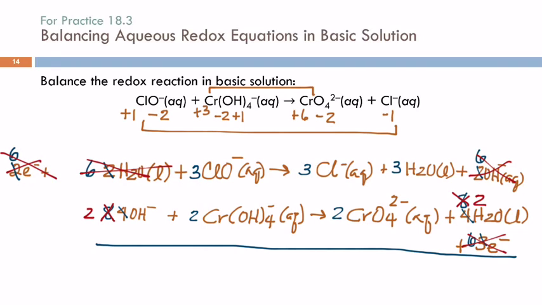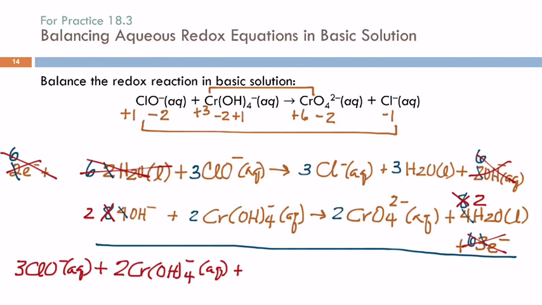So I'm going to copy things down now. 3 hypochlorite ions and 2 CrOH4 minus aqueous. And then I've also got the 2 hydroxide ions left.